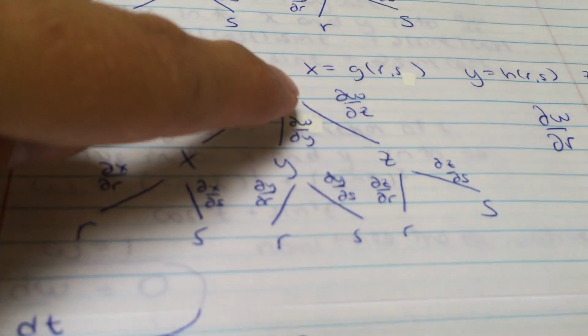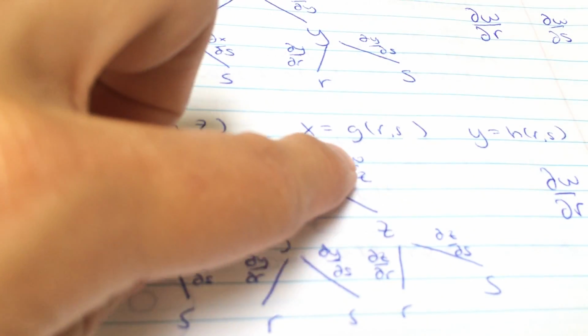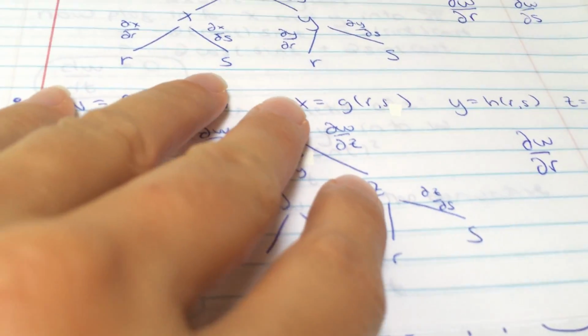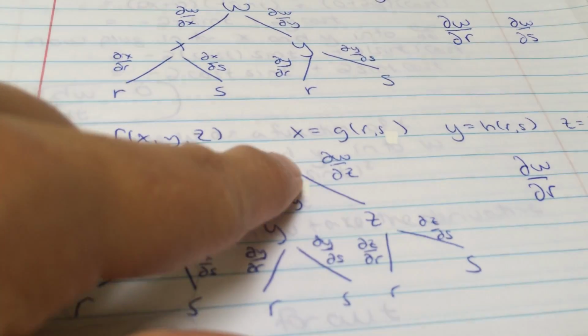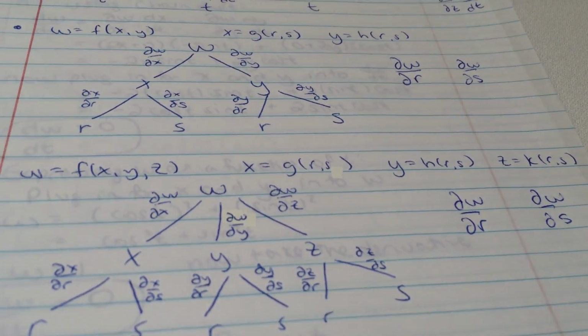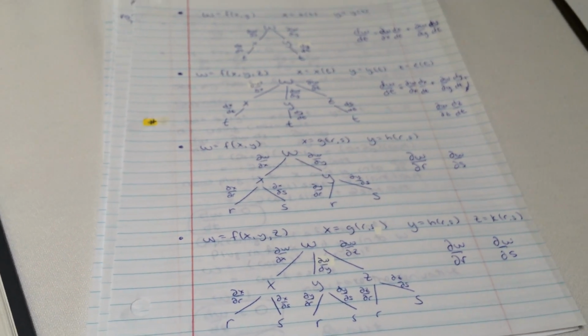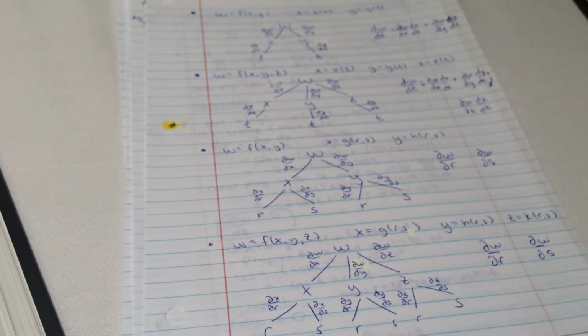So you would go this way, you would go this way, you would go this way, following the branches that end in an r. And then for the next one, following the branches that end in an s. So this way, and this way. So two different answers. So this is what in my solutions, I call this my way because it's the way I do it.